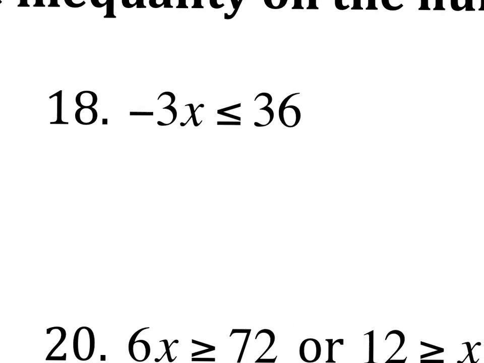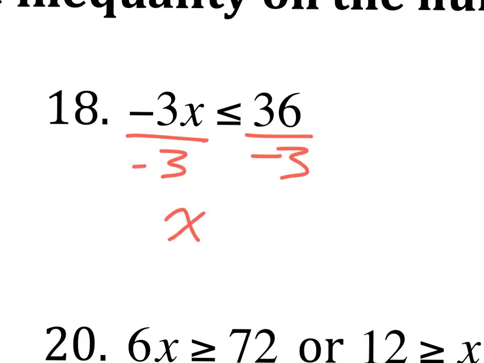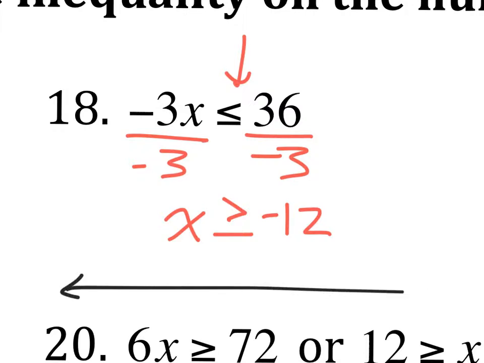18. Solve it like an equation. Divide both sides by -3. When you divide by a negative, the symbol will flip. So I get x is greater than -12. Graph-wise, that was a straight line. Fill in circle again at -12, and I want the numbers that are bigger than -12.